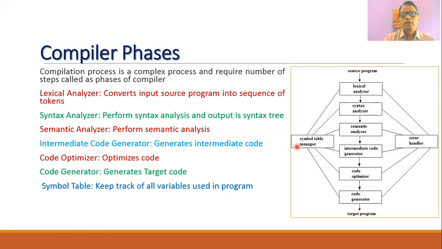As I told you, there is a symbol table manager, and this symbol table manager is linked with all the phases of the compiler. The symbol table is a special data structure which will keep track of all variables that are used within the program. So during the compilation process, whenever a new variable appears within the source program, an entry of this variable is made into the symbol table by the compiler.